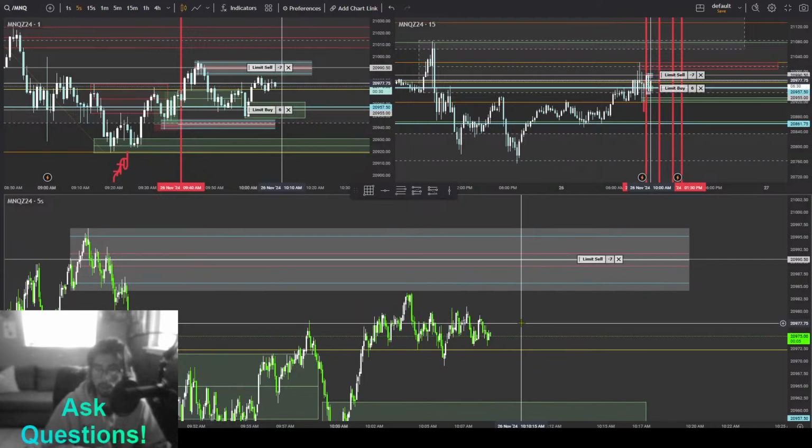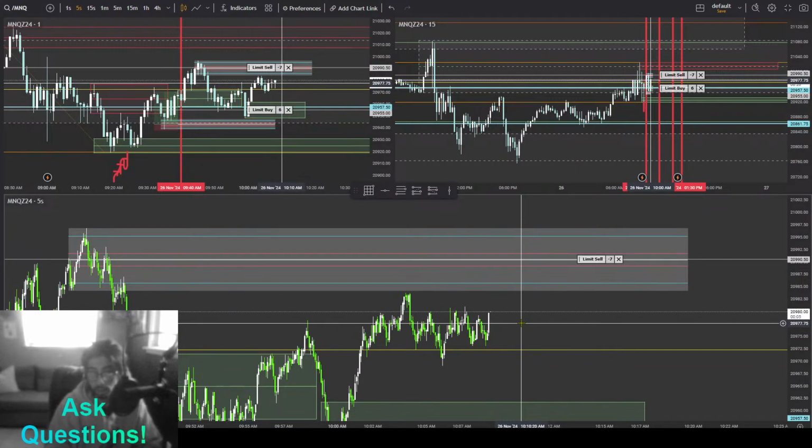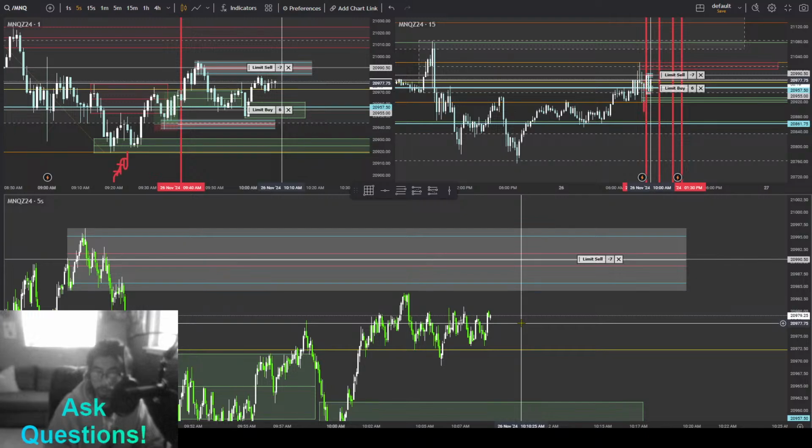Also, I'm real big on making sure that you backtest and journal. And you're backtesting and journaling the same setup that you're trading. It makes it easy to backtest because it's so mechanical, so you don't need any indicators.